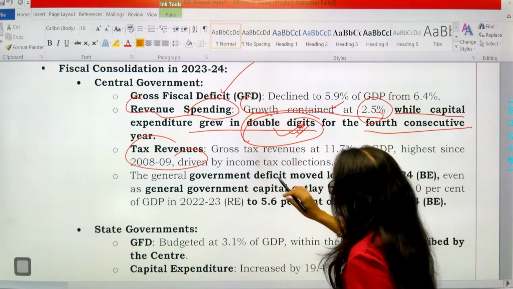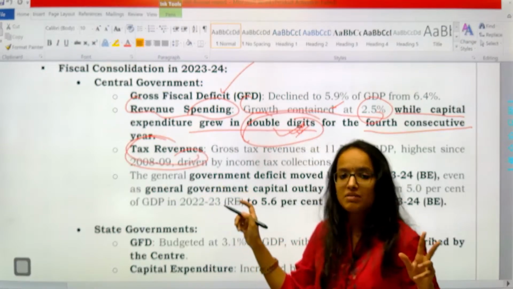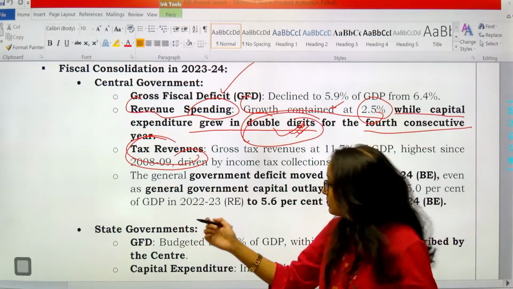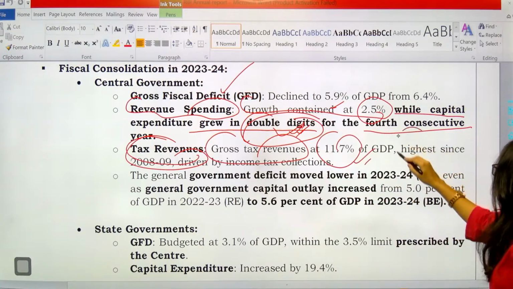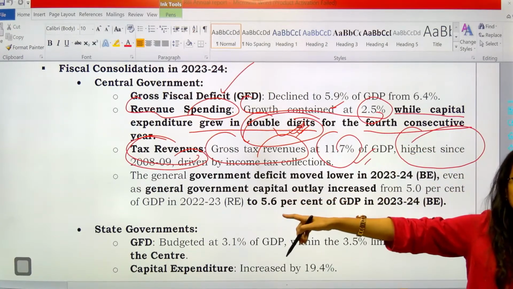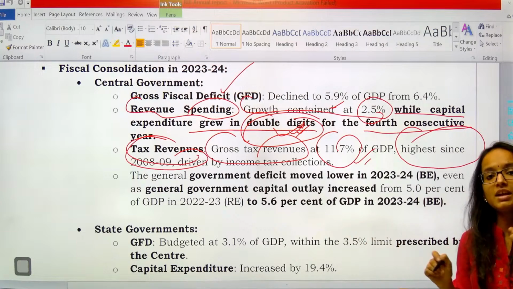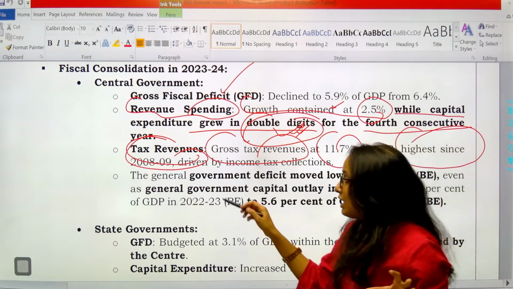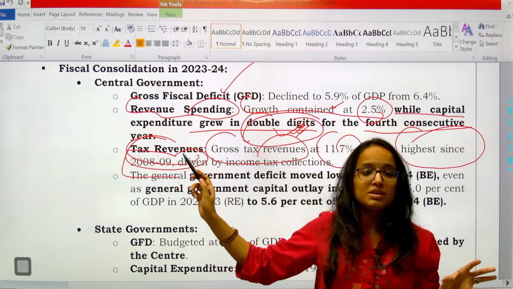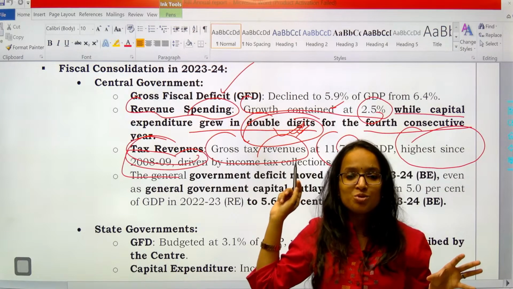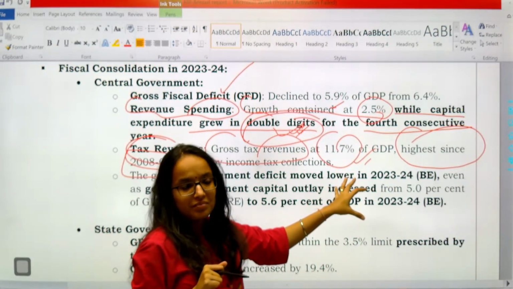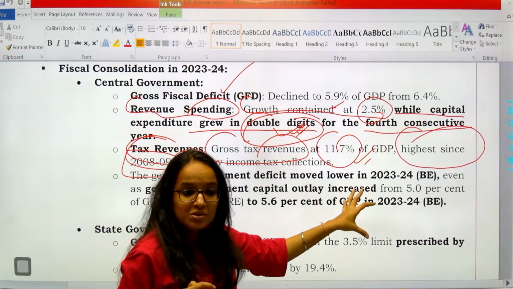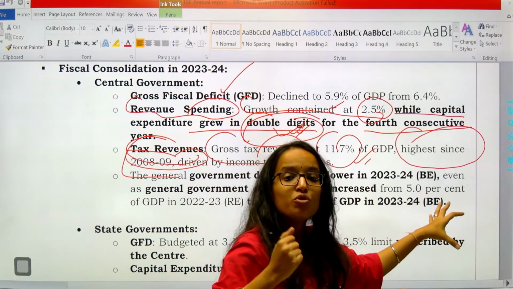So what about tax revenue? Here we are talking about revenue collected through taxes. Gross tax revenue is at 11.7% of GDP, which is the highest since 2008-9. That is a good sign. Why am I saying that? Since 2008-9 it has been the highest. Do you understand this? 11.7% of your GDP. It shows that tax is becoming more buoyant.